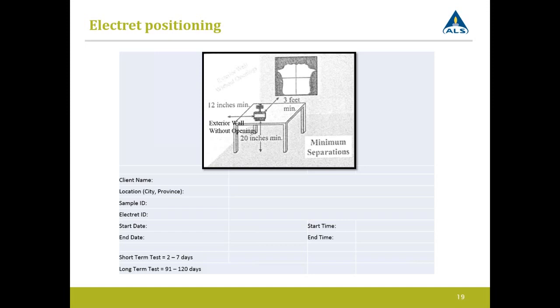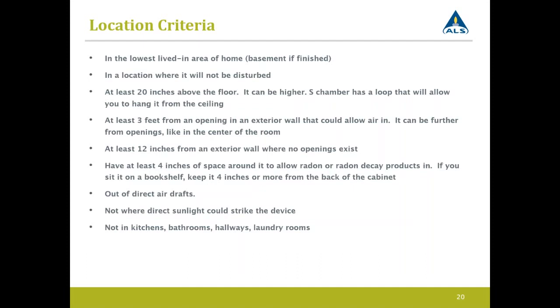The electrodes should be located in the lowest lived-in area of the home, in the basement if it's finished, where people spend at least 4 hours a day. It should be in a location where it will not be disturbed, at least 20 inches above the floor. It can be higher. The S chambers have a loop which will allow you to hang it from the ceiling. It should be at least 3 feet from an opening in an exterior wall, where we could allow air in. It could be further from the opening, like in the center of the room.